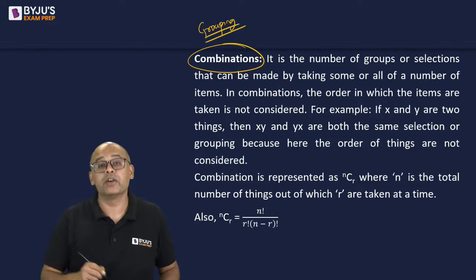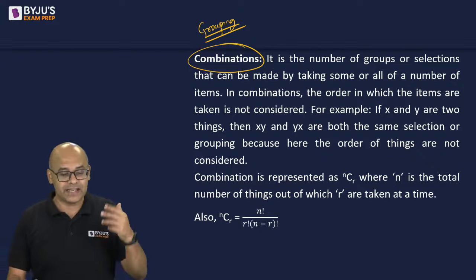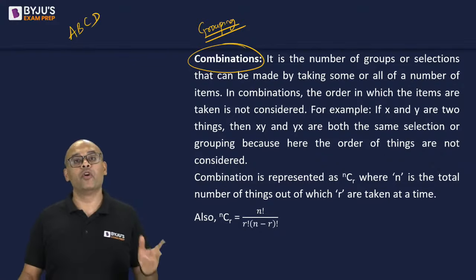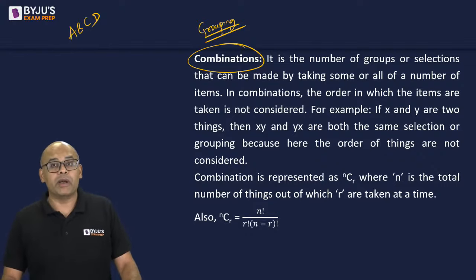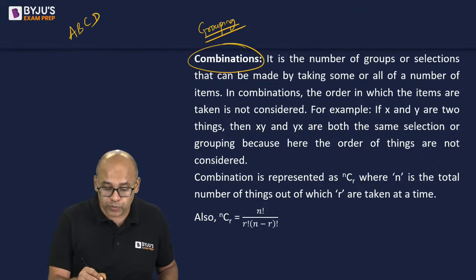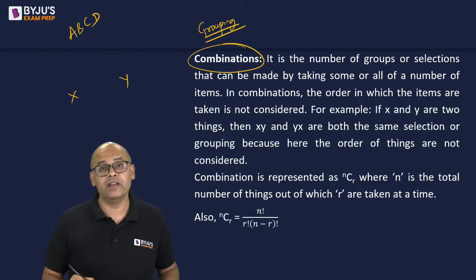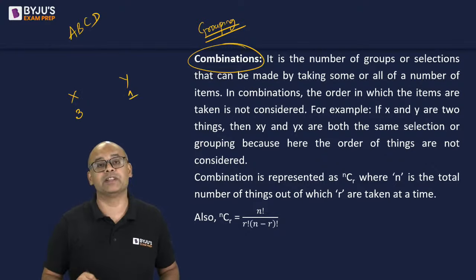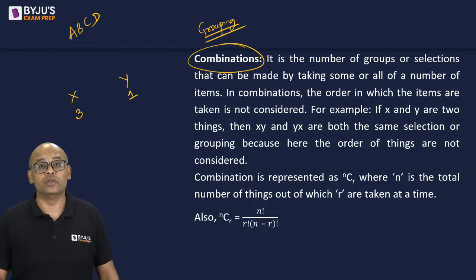This is basically grouping. What does it mean? Let's take an example. Let us say I have A, B, C, D, 4 people. Now my question is, I want to form 2 groups, group X and group Y. Group X should have 3 people in it. Group Y should have 1 person in it. How many ways can I do this?